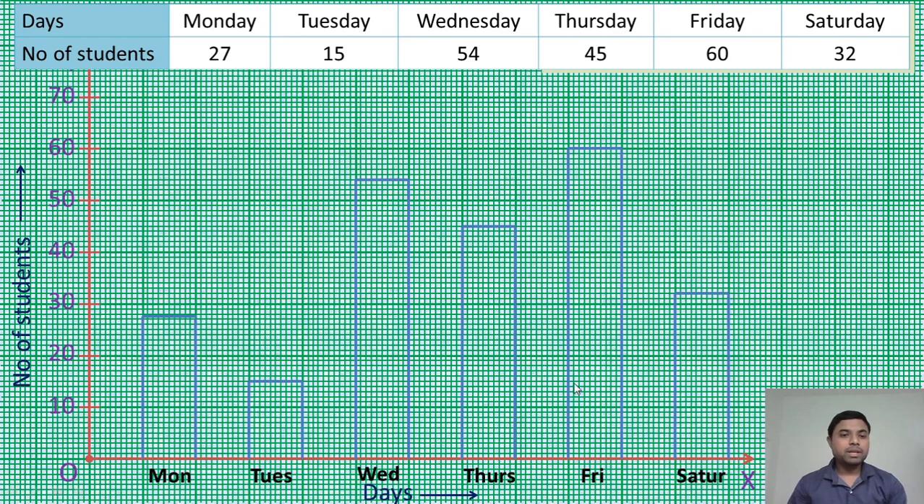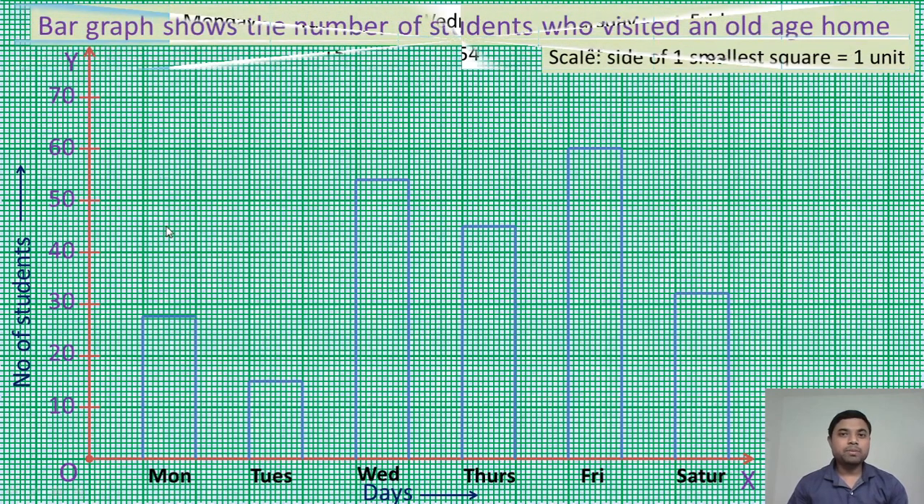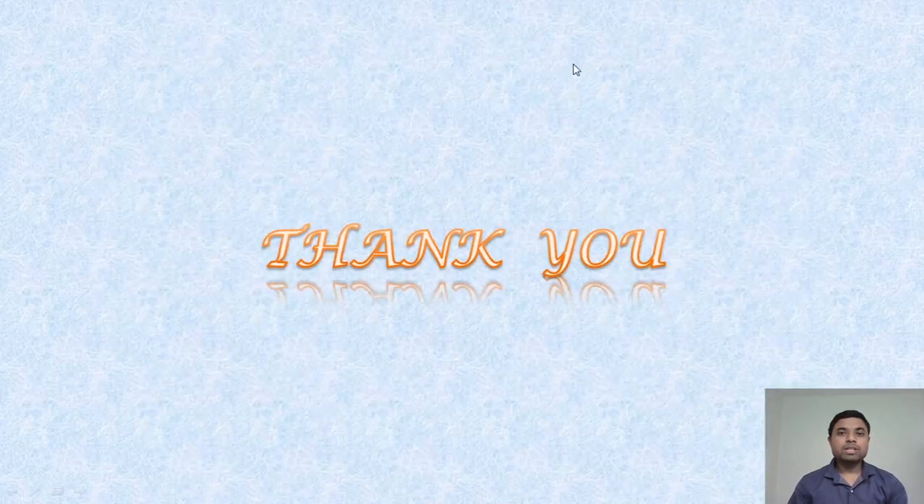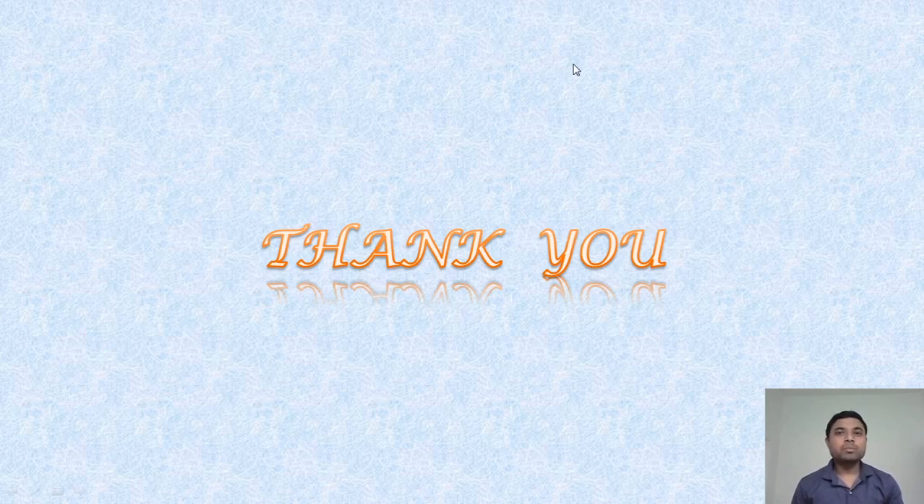Dear students, when you draw any bar graph, be careful. First write the title, then draw the axes, and you must write the scale. I hope you have understood today's class properly. Practice this many times and draw this on your graph paper.